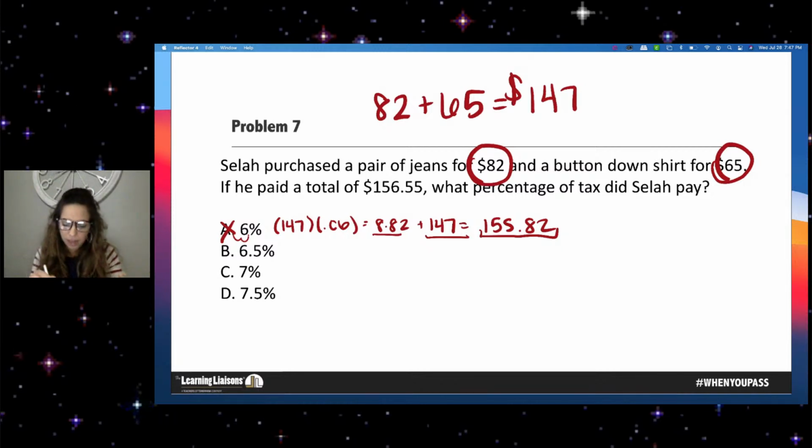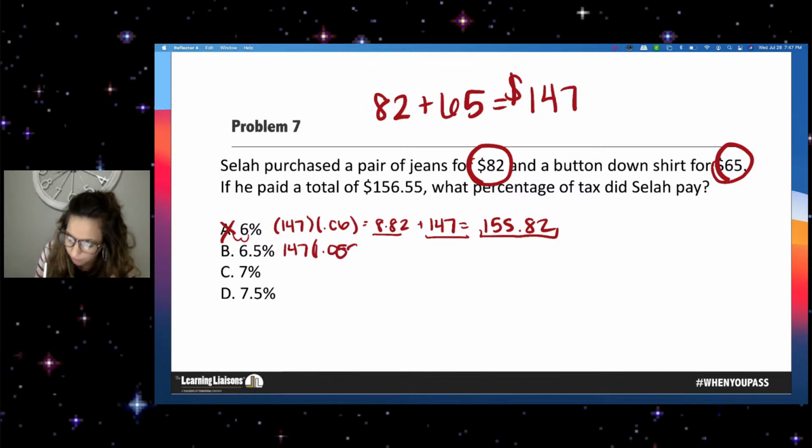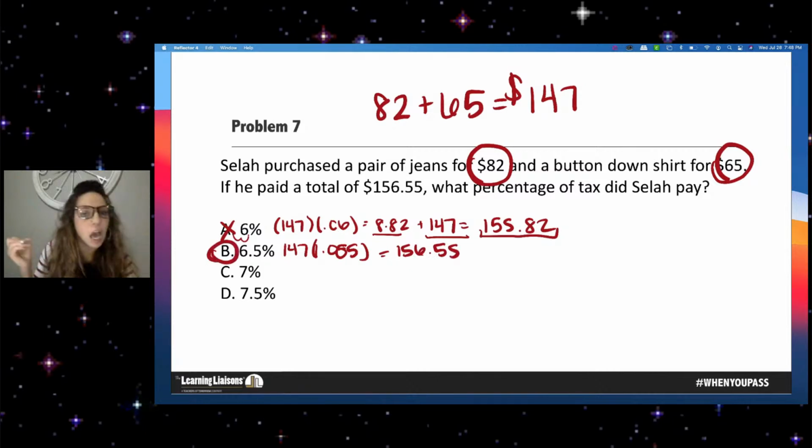All right, so let's do that for this one. 147 times 1.065 is $156.55. Bingo! There's our answer. Now, if you're more of an algebraic thinker, you don't want to use the answer choices to help you, which this is the way I would solve it.